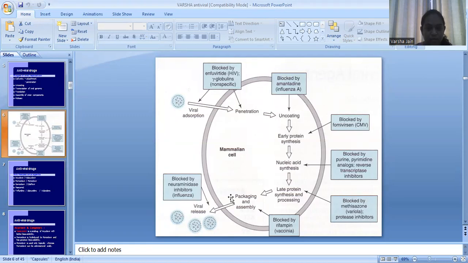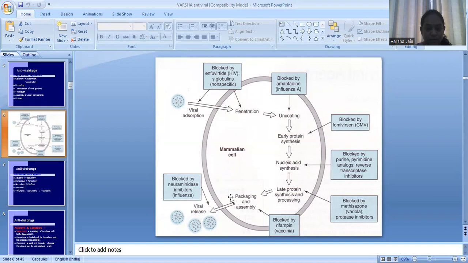Some drugs block viral absorption. Enfuvirtide, which is used for the treatment of HIV, blocks the virus right where it is absorbed. Some drugs like amantadine, used for influenza A, block the virus where it is uncoated.